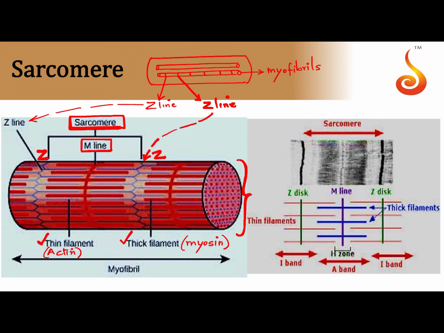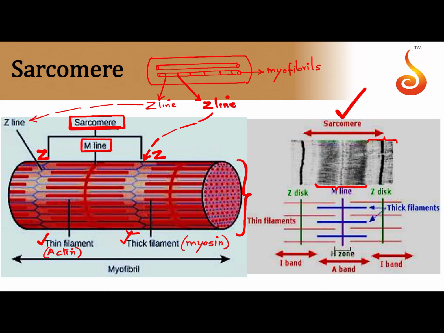So this is how the sarcomere actually looks under the microscope. Can you see that there is a darker zone and a lighter zone? The darker zone is called the anisotropic band and the lighter zone is referred to as the isotropic band. Why does the central region of the sarcomere appear dark? That is because there is both actin and myosin.